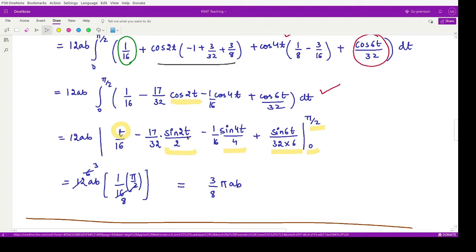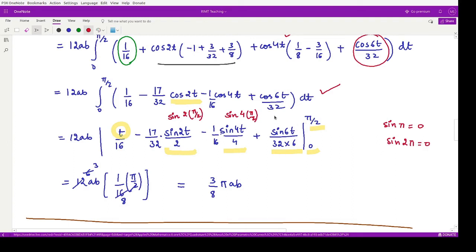Then when you substitute pi by 2 here in this expression, you would have sine of 2 into pi by 2. So this would be sine pi, and you know what is sine pi? Sine pi is equal to 0. So this term would be 0. Next, when you substitute pi by 2 here, you would have sine 4 into pi by 2. So this would be sine 2 pi, that is again equal to 0. So this term is also 0.